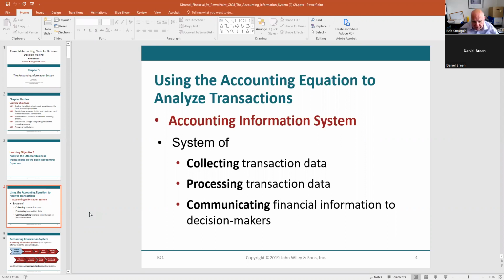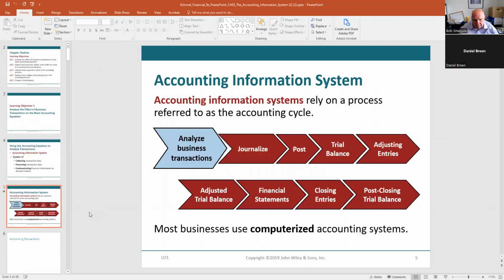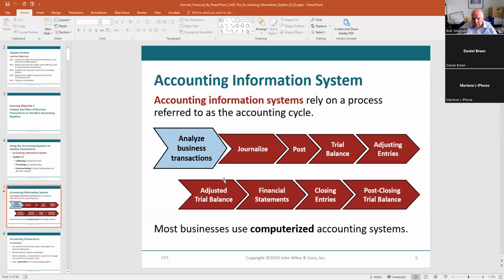We're going to collect, process, and communicate data. And we're going to be following this blue arrow all the way across. Today, we're going to go from analyze business transactions to journalize, which is the act of recording the transaction. That's where we actually type it into your system. And then the act of posting it to the general ledger, and then the trial balance. So we're going to go up through this fourth grid here, trial balance. So let's see what it tells us about journals and posting.